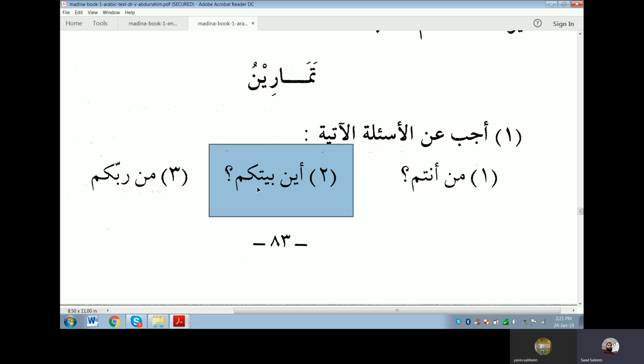So the answer is baytuna qaribun minal masjidi. Baytuna qaribun minal masjidi. Okay, minal masjidi.